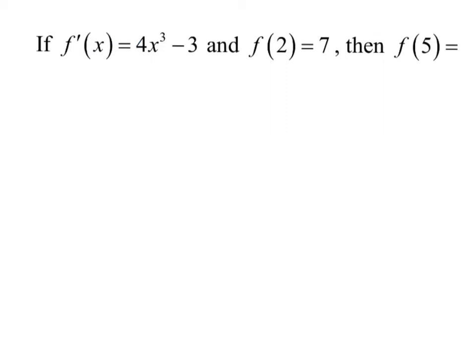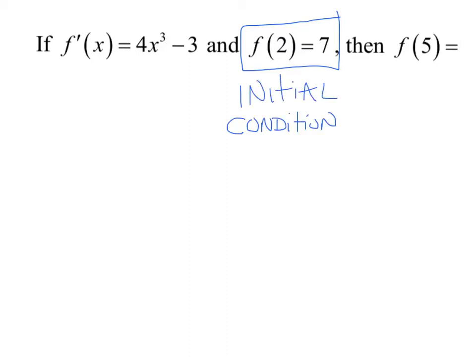All right, so let's carefully copy question one down. If f prime equals 4x cubed minus 3 and f of 2 equals 7, then what is f of 5 equal to? All right, so here's what we're going to have to take out of this. I want you to box this term in, and we're going to label it very carefully. This term they give you is called the initial condition. And then let's box this f of 5 in and make a note that this is what we want to find. Okay, so on 90% of our problems that we see from now on, we're going to have an initial condition and something we want to find.